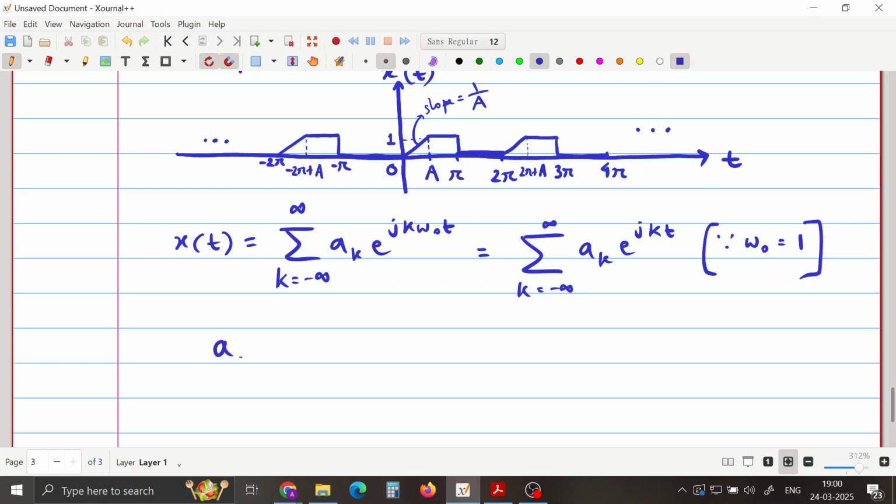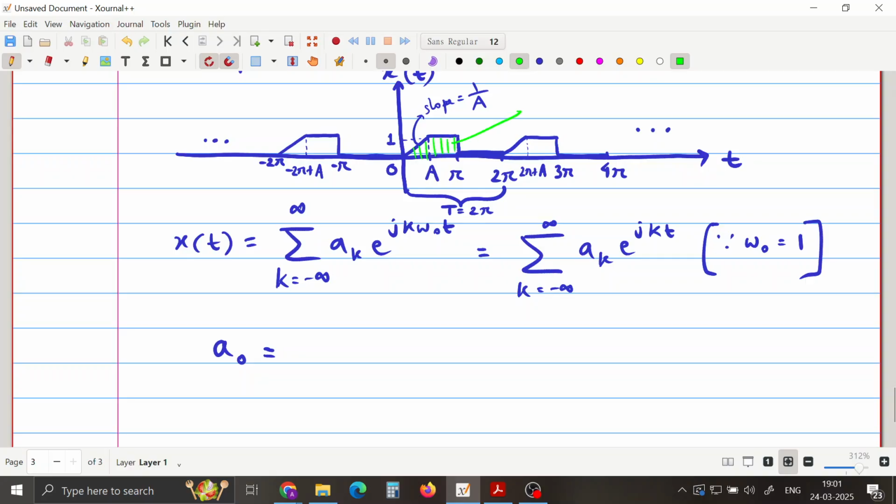First let me find a naught, which again you can simply find from the area over one period. One time period is 0 to 2 pi, so this is your capital T, which equals 2 pi. Over this time period, you find the area and then you divide by the period. So what is the area over this interval 0 to 2 pi? You have a trapezoidal figure here. So what is the area of this trapezoid? This figure I'm talking about, this trapezium.